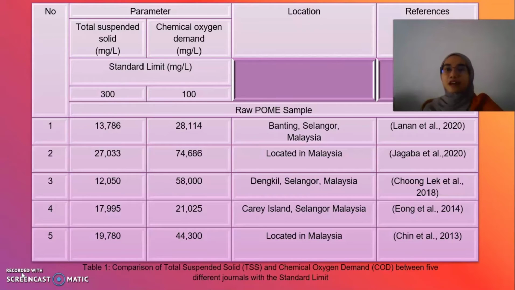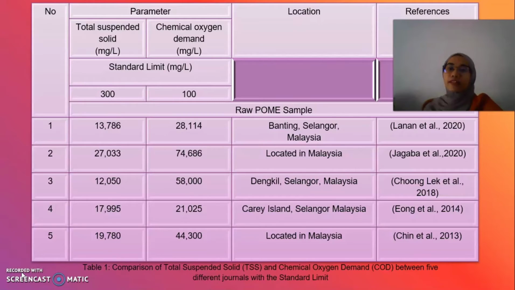The reason why the total suspended solids concentration in the journal by Jagaba is higher is due to various sources. Mainly it is produced by various processes such as oil extraction, cleaning and washing, maybe the clarification to separate the sludge, and also the sterilizer process of condensate in the mill. For example, mesocarp debris is one example of the suspended solids produced from these processes.